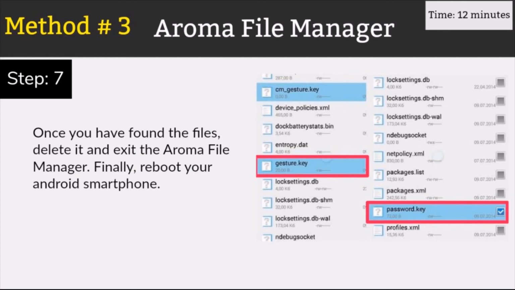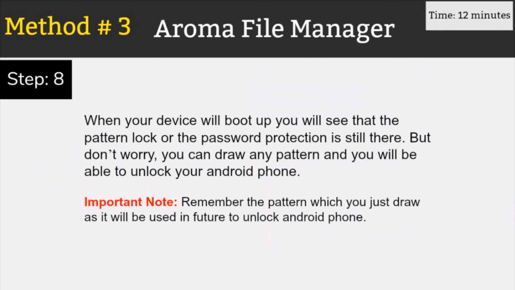Once you find the file, long press on it and select the delete option to remove it. Now go back to recovery and reboot your device. You can now enter any password or draw any pattern and your device will be unlocked. This is because it has no data of your password.